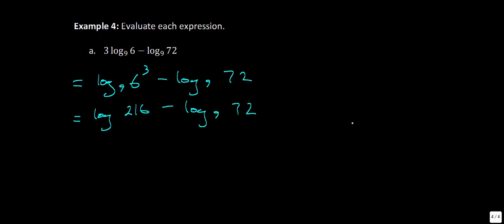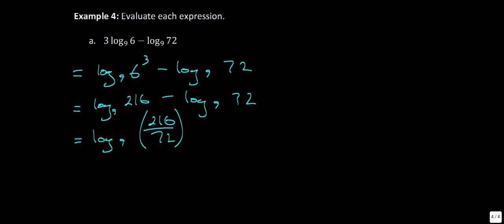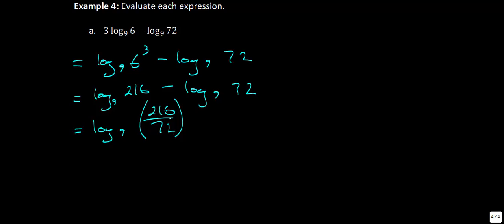And then finally, because we have the same bases right here, we can use our laws of logarithms one more time, that when we are subtracting, we know that that is equivalent to dividing. So we have 216 divided by 72, just like so. And if you use your calculator, you probably wouldn't know this off the top of your head, but 72 does go into 216 exactly. So we have log of base 9, and this simplifies just to be 3.